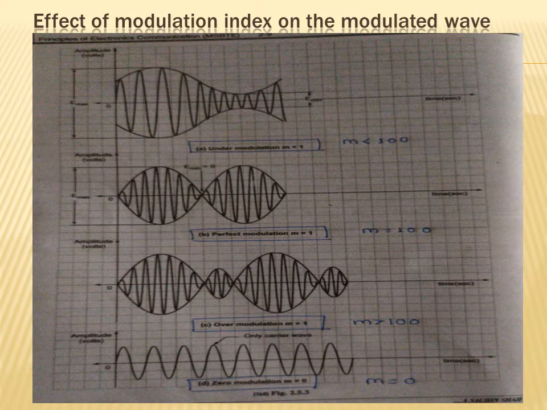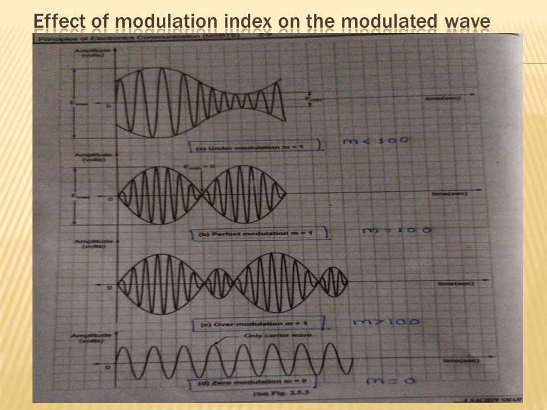Second one, EM is equal to EC. When the amplitude of the modulating signal and the amplitude of the carrier signal are the same, then M is equal to 1, which means M is equal to 100%. At that time we get the waveform shown in figure number 2.